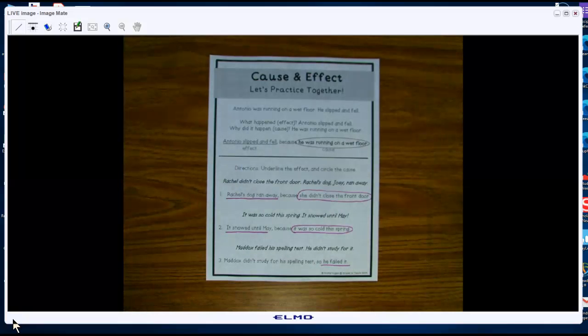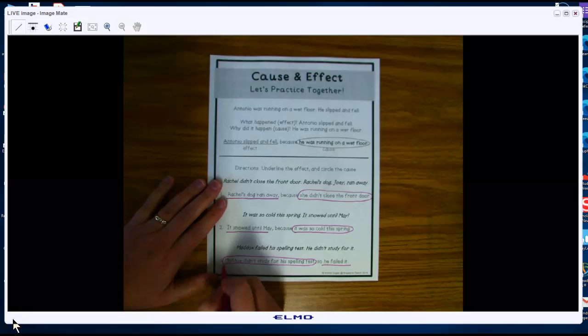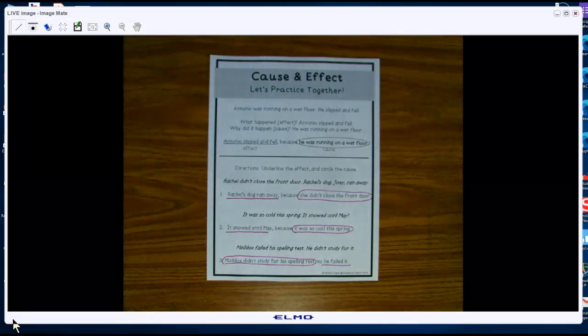He failed it. Why? What was the cause of him failing his spelling test? Why did he fail his spelling test, Sydney? He didn't study. Maddox didn't study for his spelling test. Now, one thing I want you to notice on these three sentences is they have clue words or glue words. Remember the glue words? And, because, so, but. A lot of times when we have cause and effects, there's a glue word in the sentence.